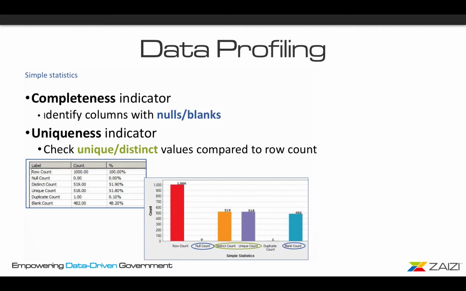Let's have a look at an example of data profiling using simple statistics. In this case, simple statistics give you numbers about how many rows you have in a table, how many null values you have, how many blank values you have, how many unique values you have, and how many distinct values you have.